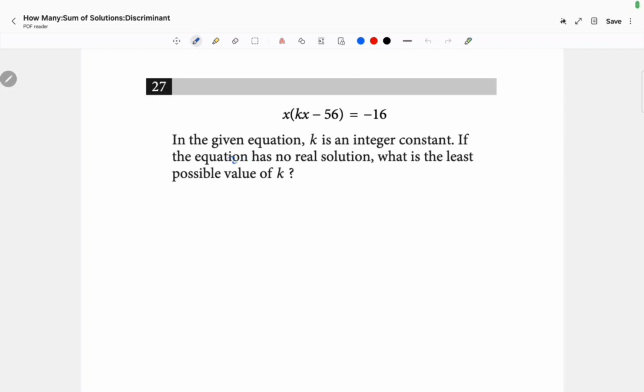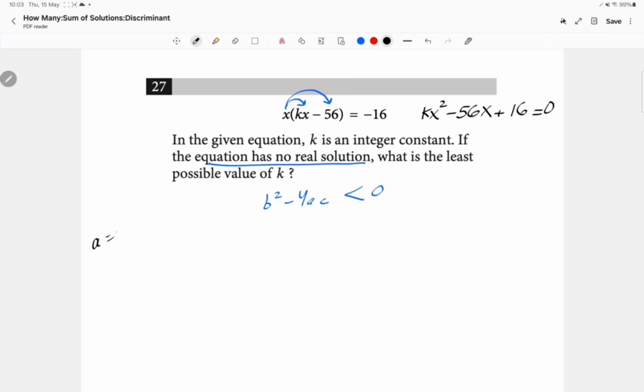Here it's saying that this equation, which by the way is quadratic, because if I were to expand, I will get x squared. This equation has no real solution. So that basically means you take your discriminant equation and you make it less than 0. Now let's expand. So we're going to get kx squared minus 56x plus 16 is equal to 0.